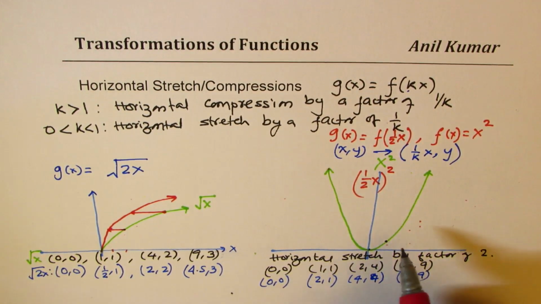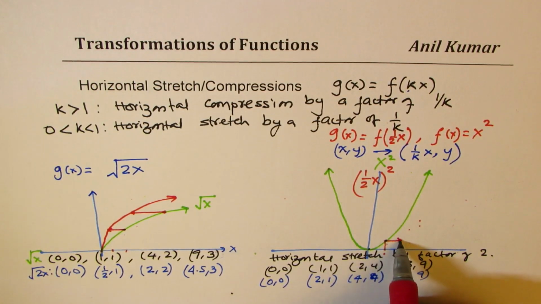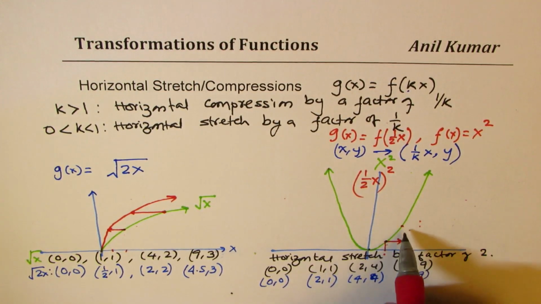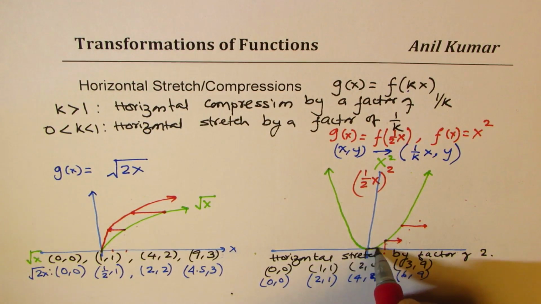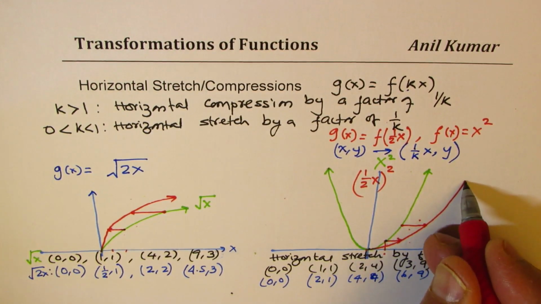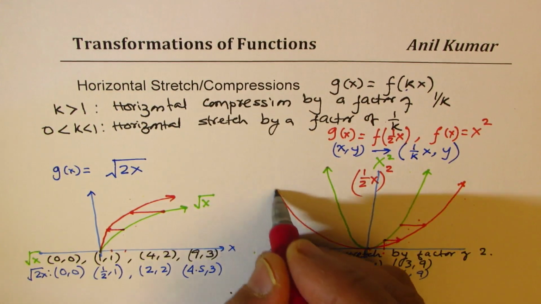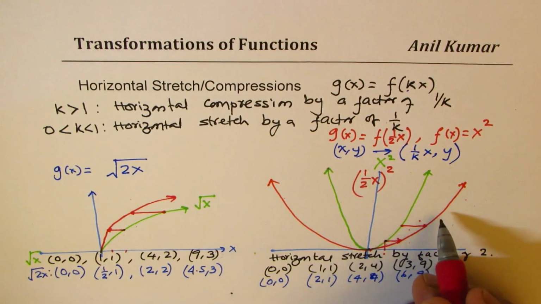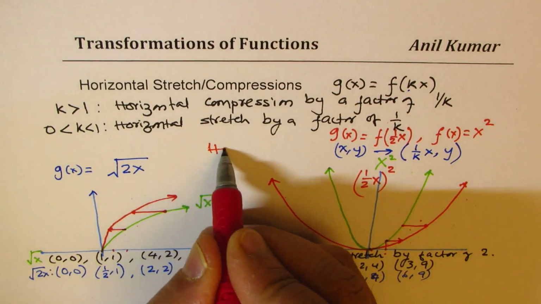So now if this was at 1, it stretches, and that is what we mean by horizontal stretch. So this point which is at 2 stretches and goes to 4. Do you see that? So the parabola will now look like this. So horizontally stretched, you get an idea, right? Both sides. So that is what we mean by saying horizontally stretched.